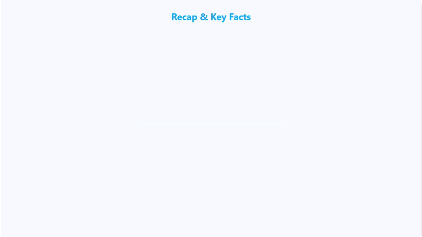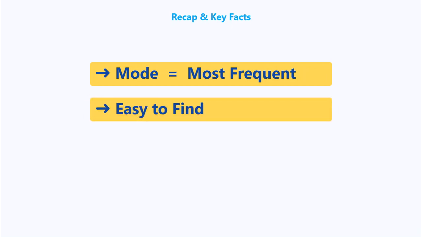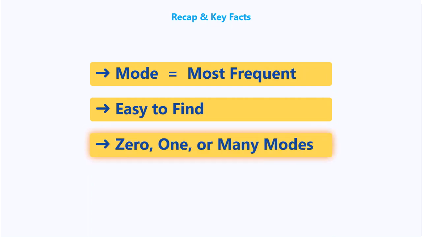Let's quickly recap what we learned about the mode. Mode is the number that shows up the most often in a data set. To find the mode, you just look for the number with the highest count. A data set can have no mode, one mode, or multiple modes. You are a master of the mode. Now you know the most popular number in any group.